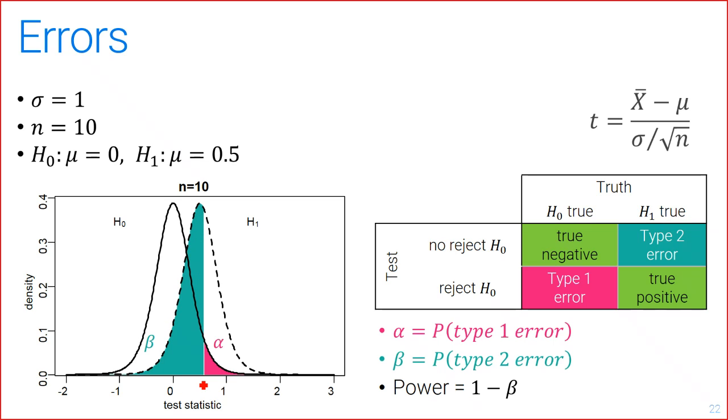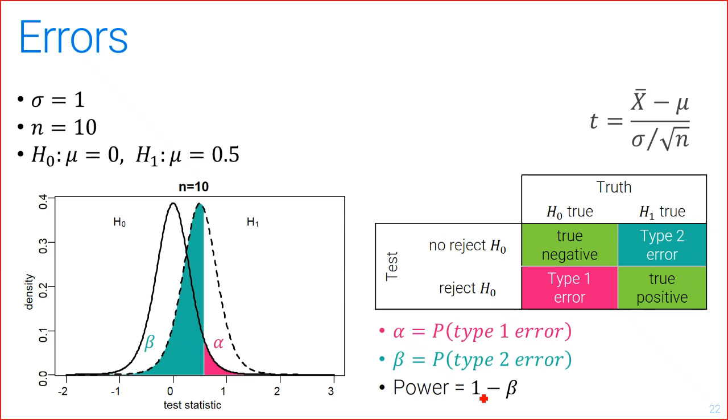So I hope it's a little bit more clear what the alpha and the beta are. And by the way, what we call the power of the test is nothing but 1 minus beta. It is how likely it is that we successfully reject the null hypothesis when we should.